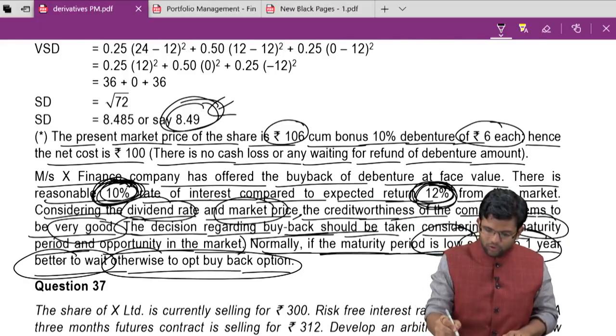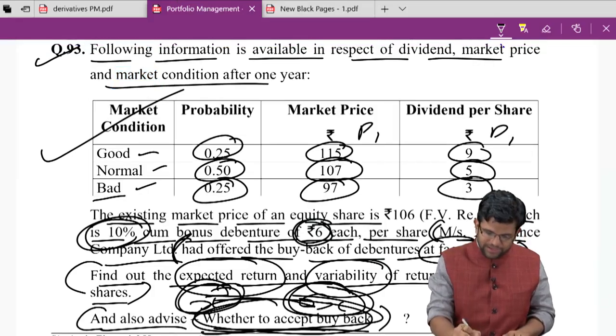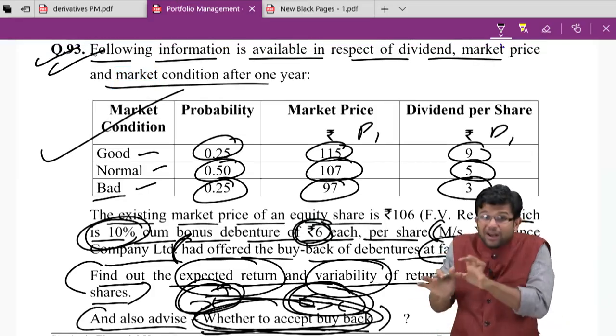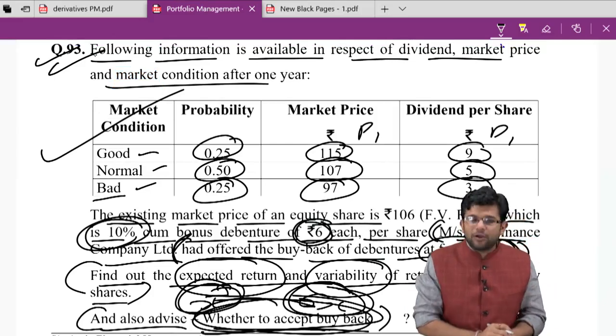Yes. So students, I hope you understood this particular question, question 93. First we analyzed the equity share alone and then we analyzed the buyback of debentures option.